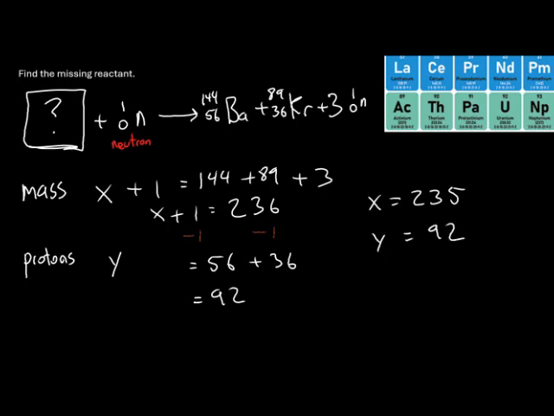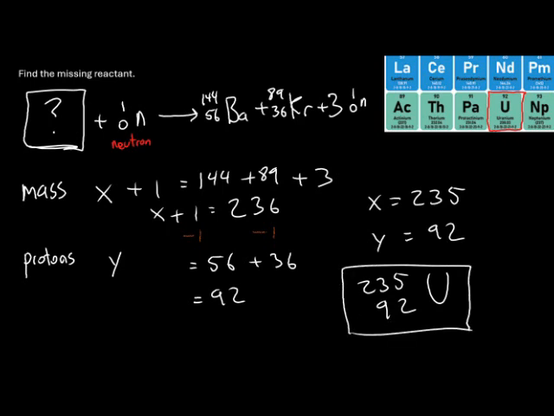Therefore, our symbol will be 235 as the mass, 92 as the protons, and we can see that element number 92 in this section of the table is uranium. Therefore, our missing reactant is 235, 92 uranium.